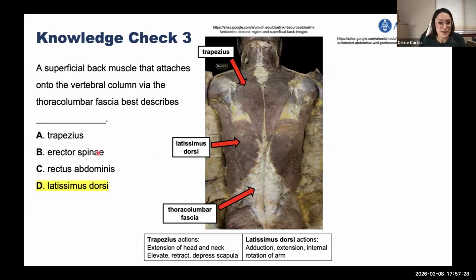So erector spinae, I saw that as a common answer. Erector spinae is actually deeper. So it would be deep to latissimus dorsi. We wouldn't actually be able to see erector spinae, which runs up and down the spinal column here, until we actually remove or reflect latissimus dorsi and remove a lot of this thoracolumbar fascia. So the thoracolumbar fascia also is superficial to the erector spinae muscles. And then we've got trapezius up here, and then rectus abdominis we can't actually see in this picture right now.